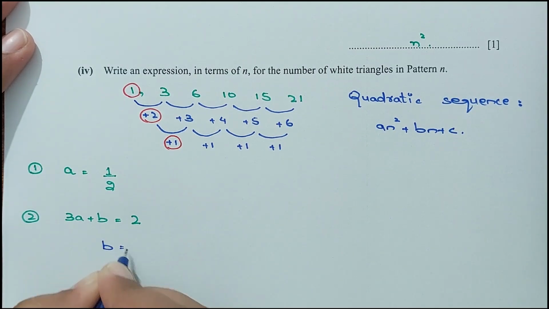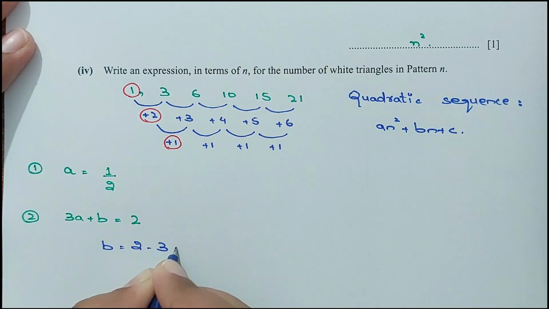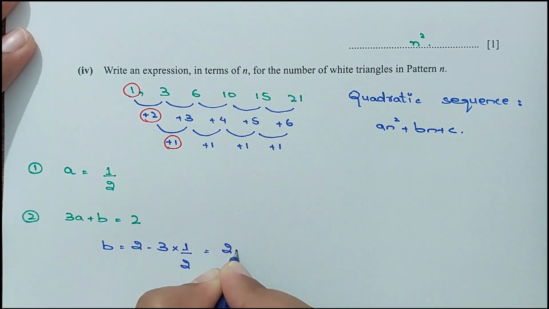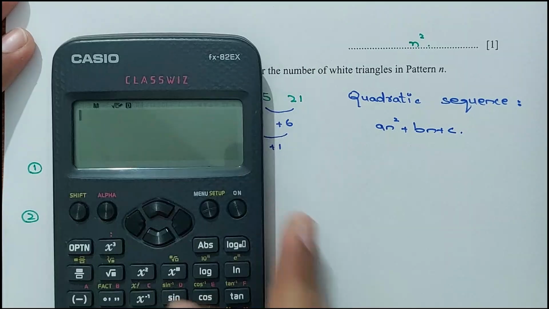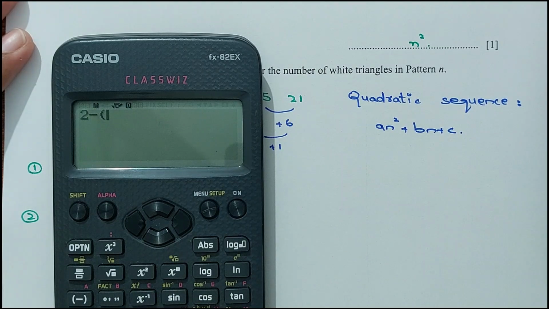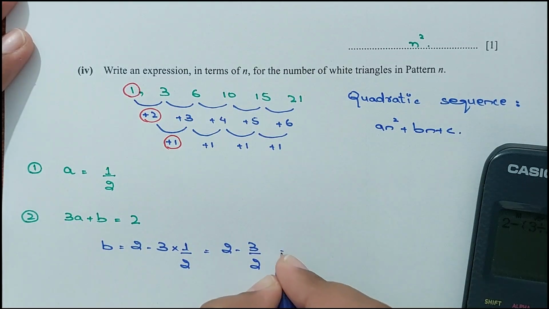So b is going to be 2 minus 3a, where a is 1/2. So this is 2 minus 3/2. What is 2 minus 3/2? Which is 1/2. b is also 1/2.